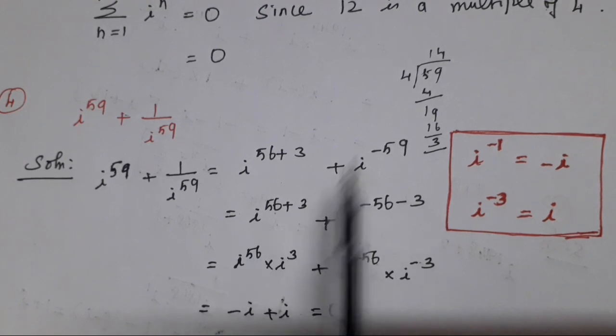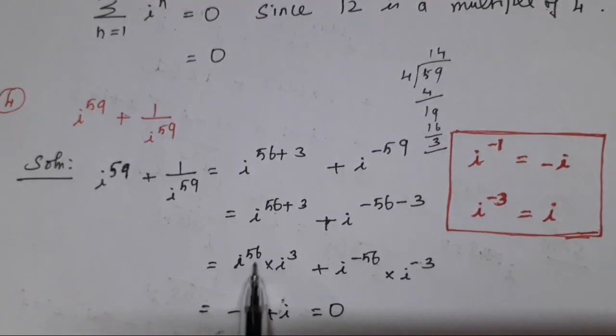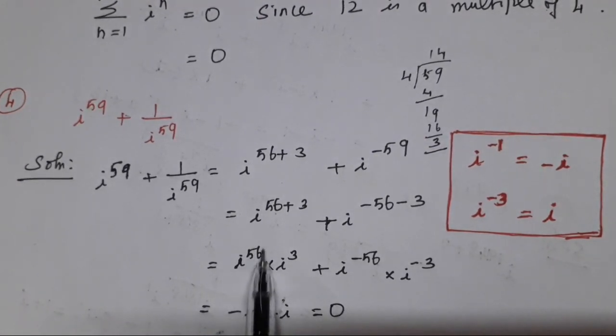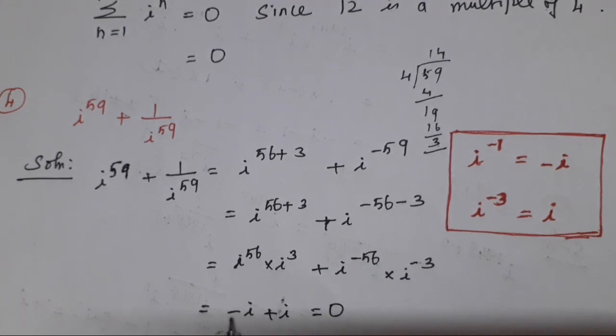So i power 56 is nothing but what? This is the multiples of 4. 14 into 4 is nothing but what? 56. i power 56 is multiples of 4, the value becomes 1. We want the remainder value. Remainder value is nothing but 3. i cube is nothing but what? Minus i. i cube is minus i. Plus here i power minus 56.